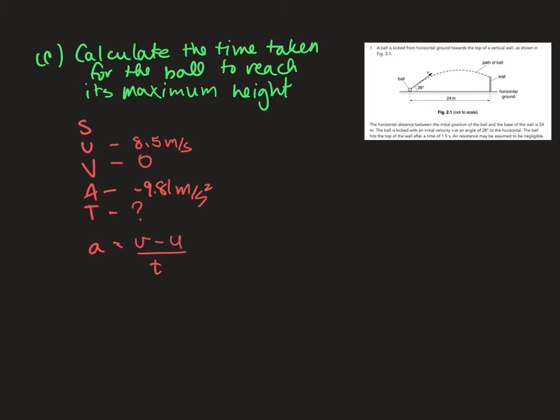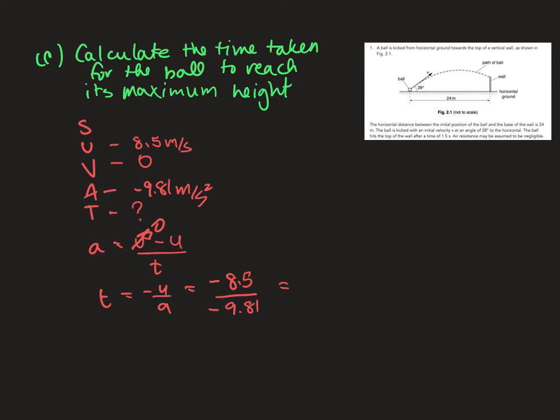This is what it looks like. I'm going to put a big arrow through the 0 and mark that out. And now my algebra is really easy to move around. T is going to be negative U over A. Now I'm going to put those numbers in: negative 8.5 over, and remember A is a negative value, negative 9.81.